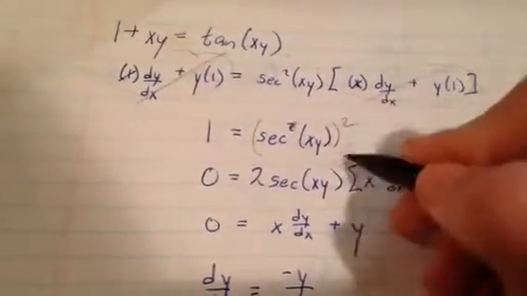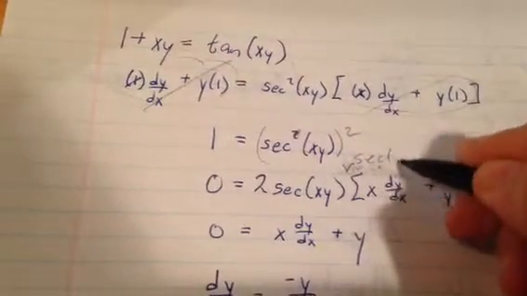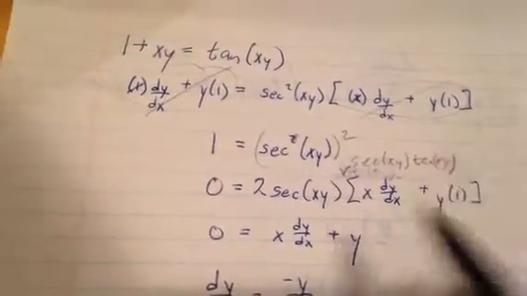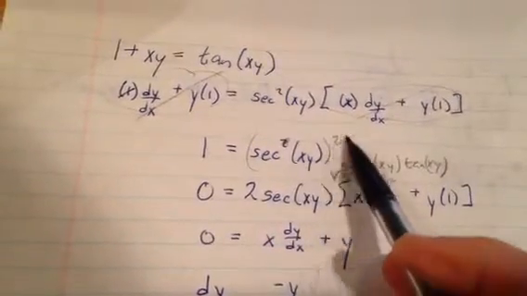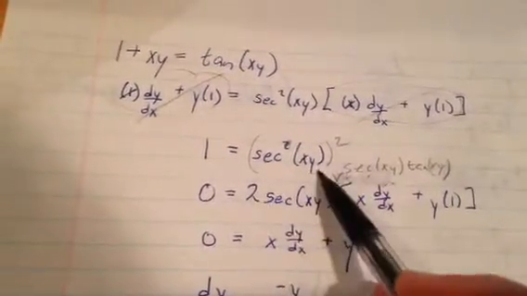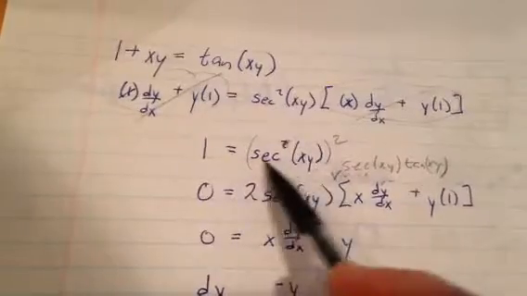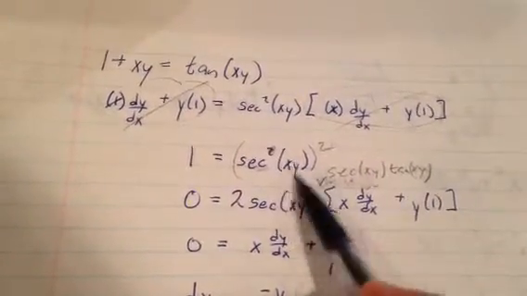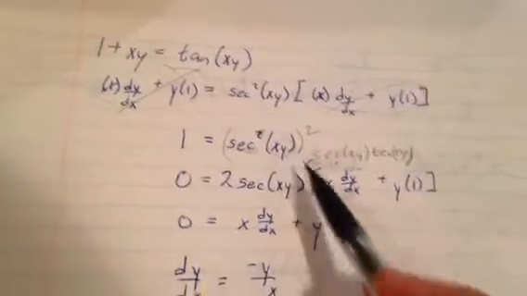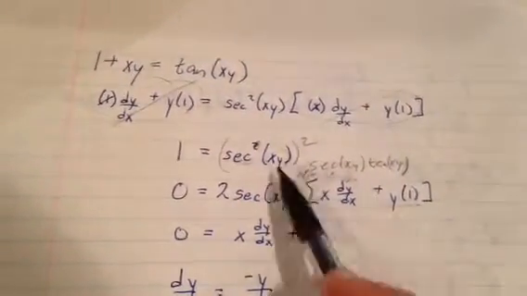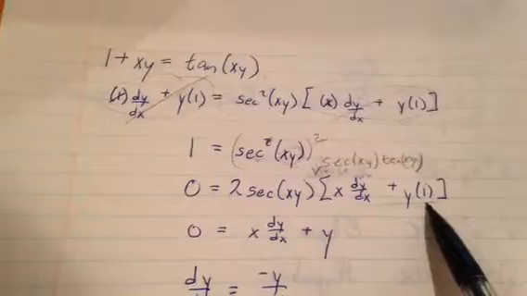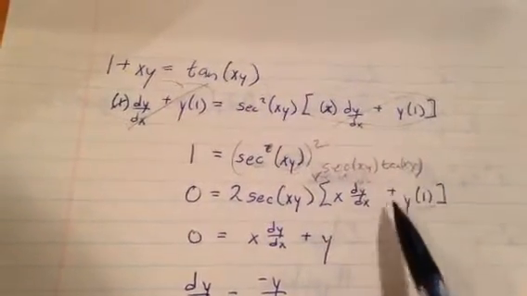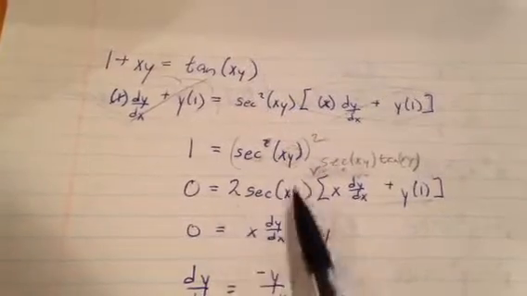So I should have had right in there times secant xy tangent xy, because this outer function was 2 times that, and the inner function is the derivative of secant, which is that, and then the derivative of the inner function by chain rule is that again. So this was product rule for that.